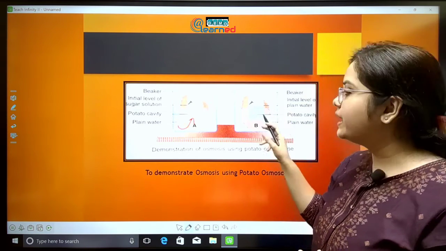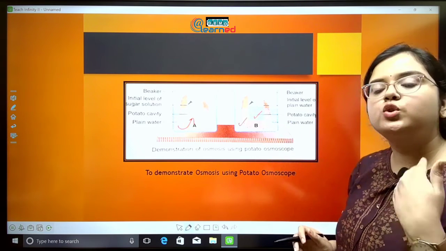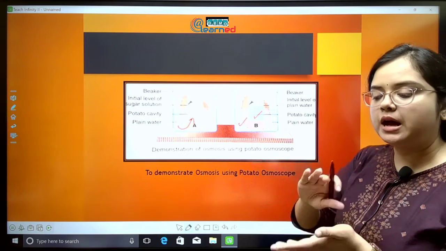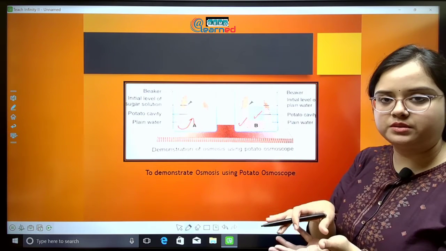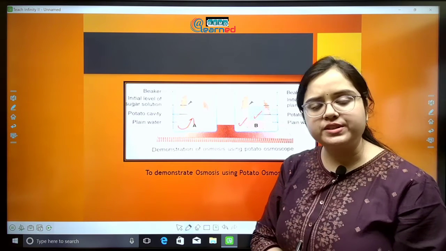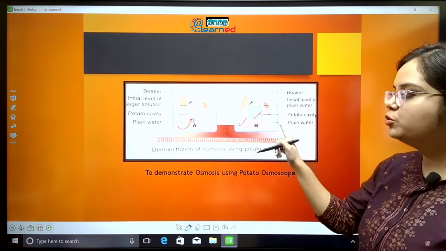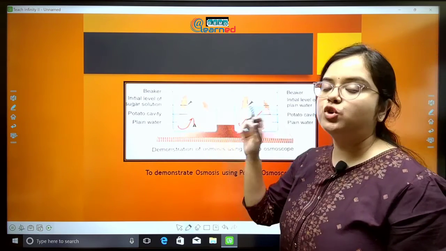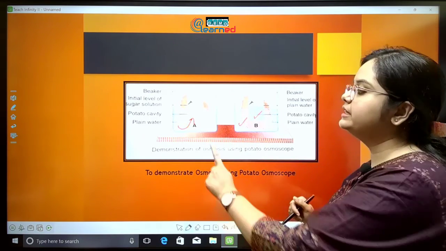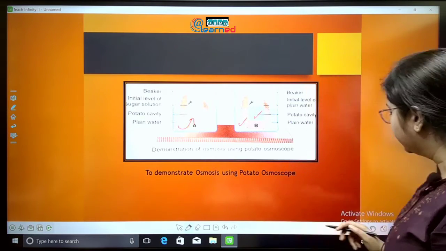Why is there no rise? Because here it is water, here it is water. So there is equal concentration outside and inside of the potato. So no movement of water is taking place. So in this case we talk about there is no movement. In this case there is movement. So osmosis, where is it happening, children? It is happening in case of A. Okay.